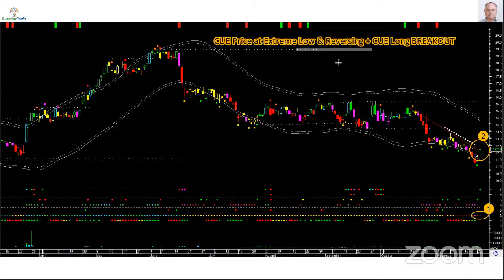Price extreme low and reversing, that is extension with breakout, that is breakout, support resistance. So resistance breakout and price extreme or pendulum low and reversing, you can see that from the band indicator, pendulum color changing from bright red to dark red.